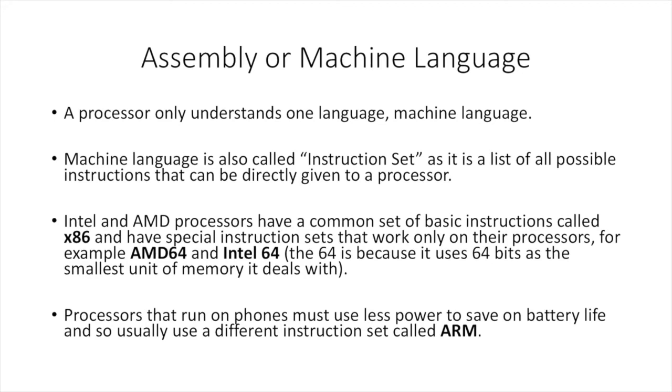Processors that run on your phone, like on a smartphone, need to use less power so that the battery can last longer. And so they use a different set of instructions called ARM, which stands for Advanced Reduced Instruction Set Computer Machines. The R expands out to another acronym in the ARM name here. The manufacturer might be something like Qualcomm, the company that manufactures a lot of these smartphone chips, and they use ARM instruction sets.